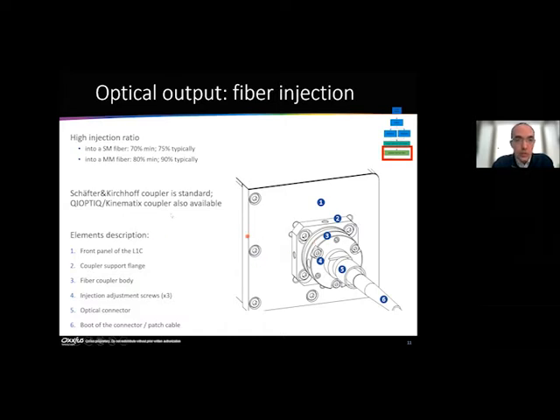So how does the Schäfter and Kirchhoff coupler work? The coupler is this round cylinder. It has several screws to adjust the injection, which is something we do internally at the factory. And then the optical fiber, which is embedded into a patch cable, is connected to the coupler at this place. The user is not expected to remove the optical fiber, but it is possible to do so.